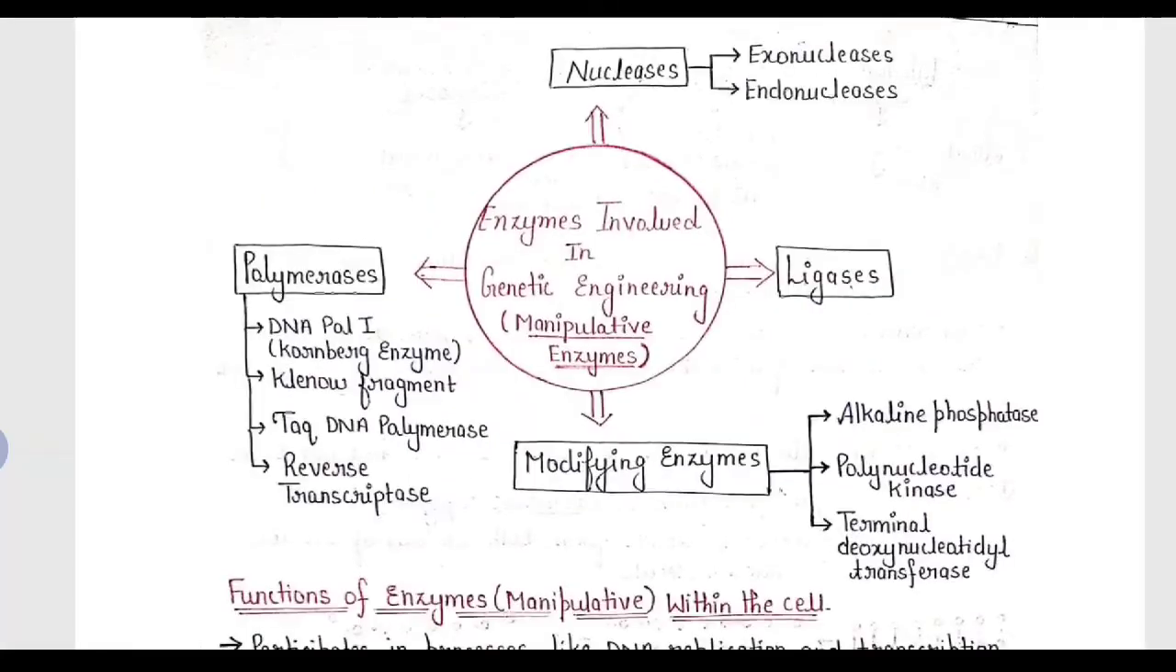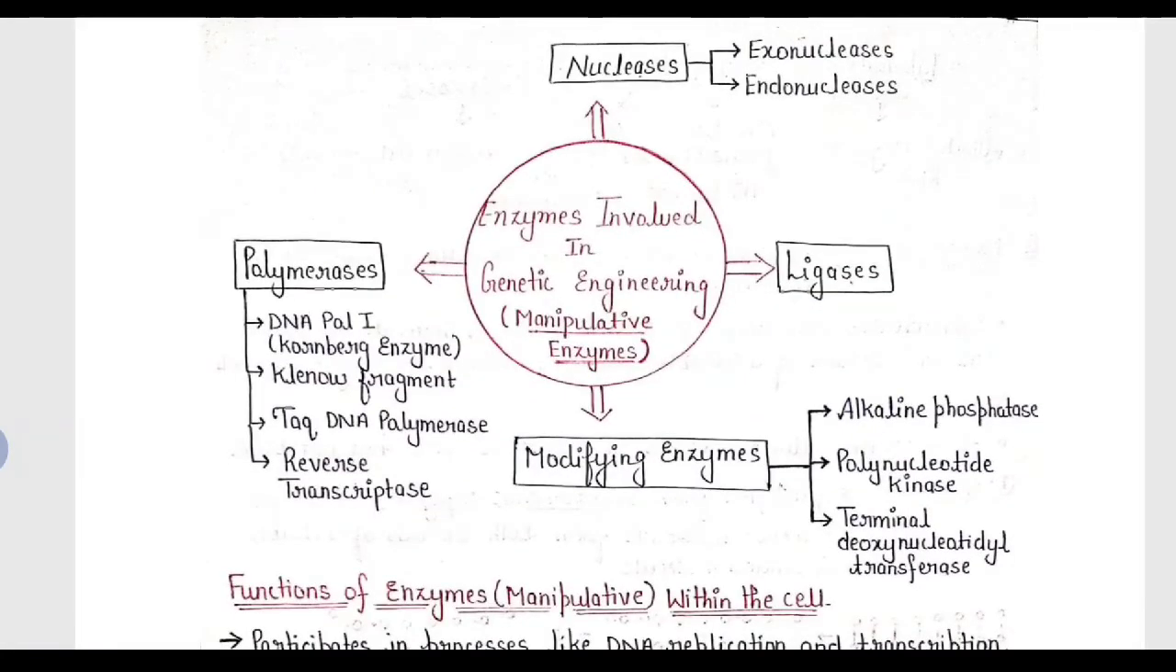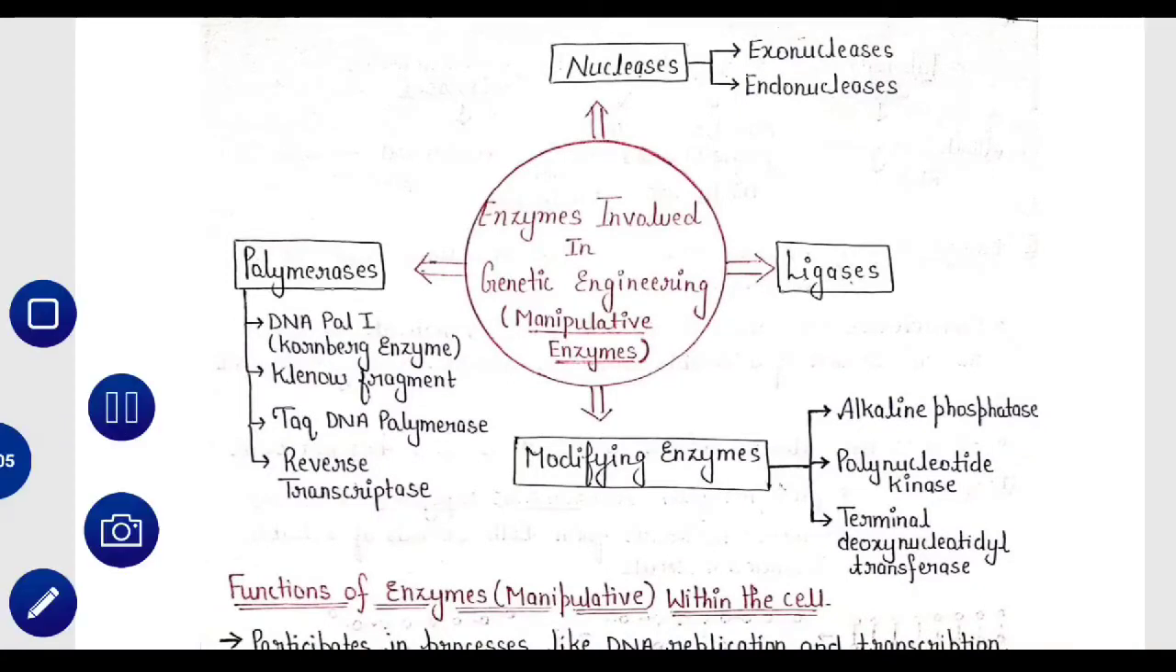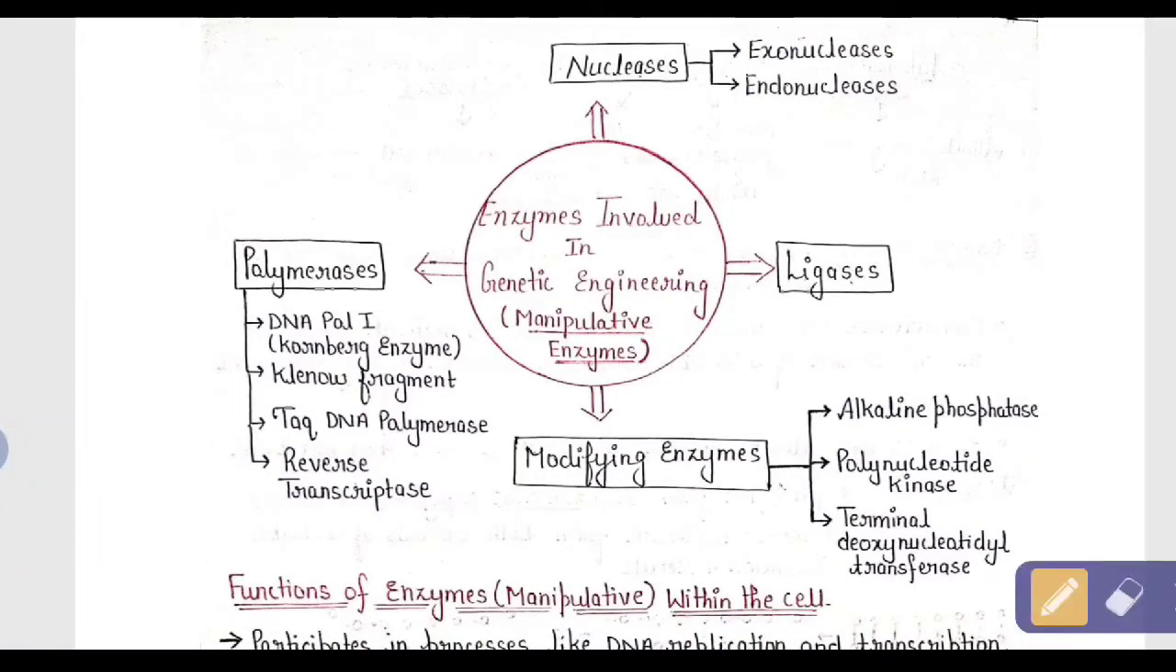So let's get started. Here we can see that the manipulative enzymes, which are the enzymes involved in genetic engineering, can be classified into various categories. The first one in the category is the nuclease. Nucleases are the enzymes involved in the breakdown or cleavage of the phosphodiester bond between the nucleotides, so they generally cut the DNA sequences. Further, nucleases can be classified into exonucleases and endonucleases.